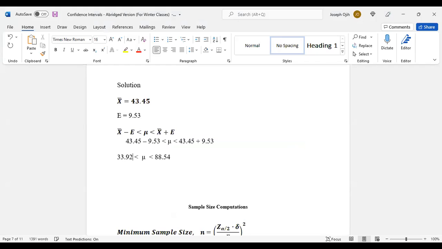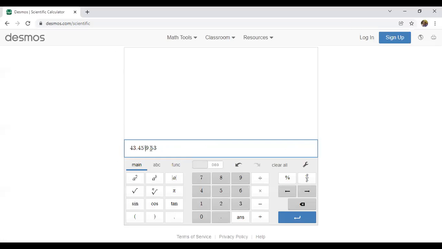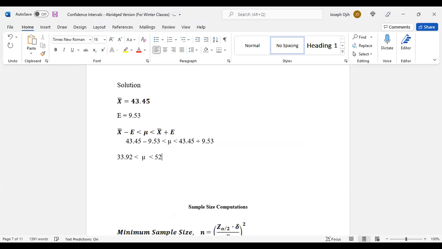And on the other side, which is this one, 43.45 plus 9.53. So I'm going to go to that calculator and put plus there. Okay. 52.98. So we have 52.98. Conclusion.